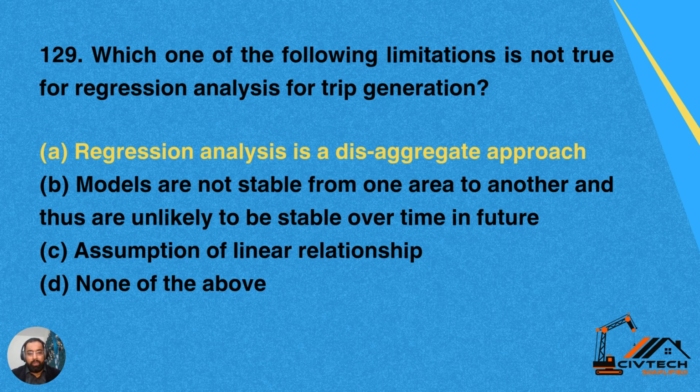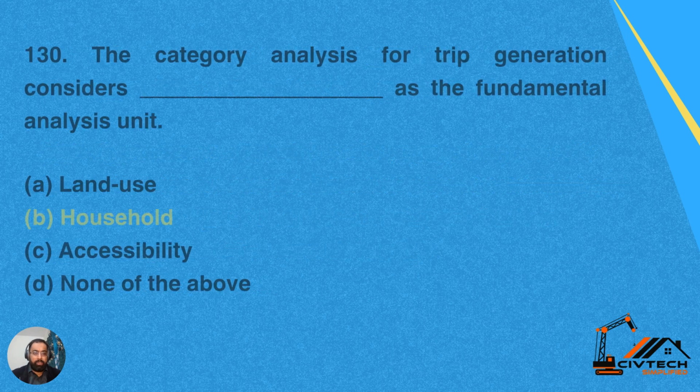So we have to select a false statement out of them. Option A is the correct answer, which is of course a false one. Regression analysis is a disaggregate approach. So A is the correct answer.